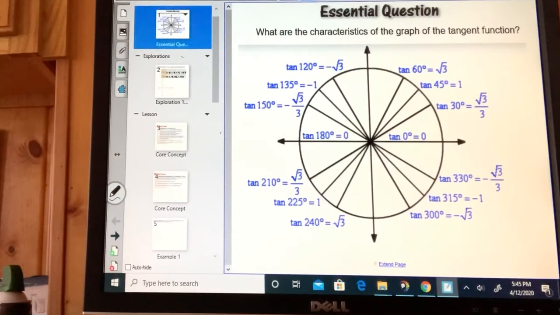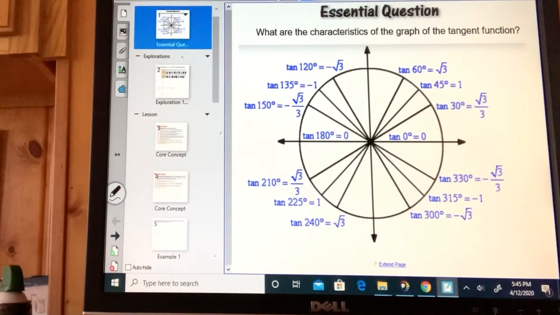So I think we wrote in tangent on your unit circle, but if you didn't, go ahead and pause the video here and fill these in off to the side, because tangent isn't actually a point on the graph of the unit circle, but it is related to the graph of a unit circle, right? Because tangent is sine over cosine. So that's how we get these numbers.